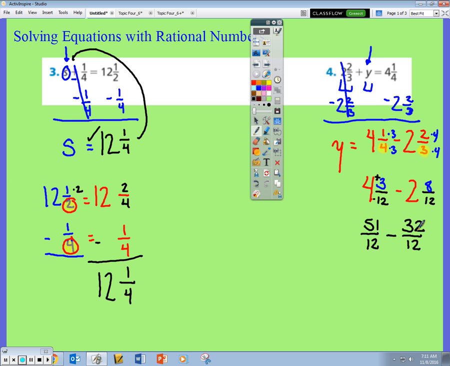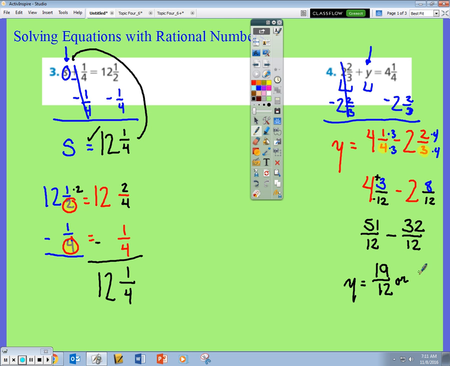If this was 51 minus 31, we'd have what? Exactly 20. Well, we take one more away from 20. We now have 19. That gives me 19 twelfths. So y would equal 19 twelfths. We cannot simplify this, but we could rename it.